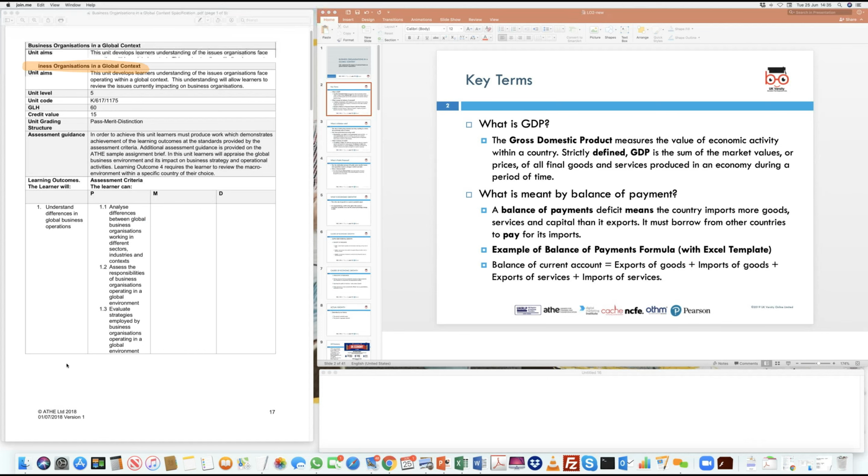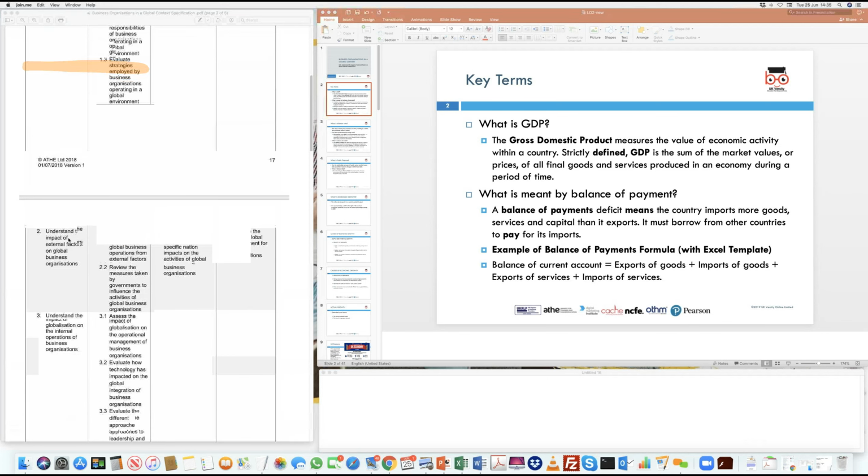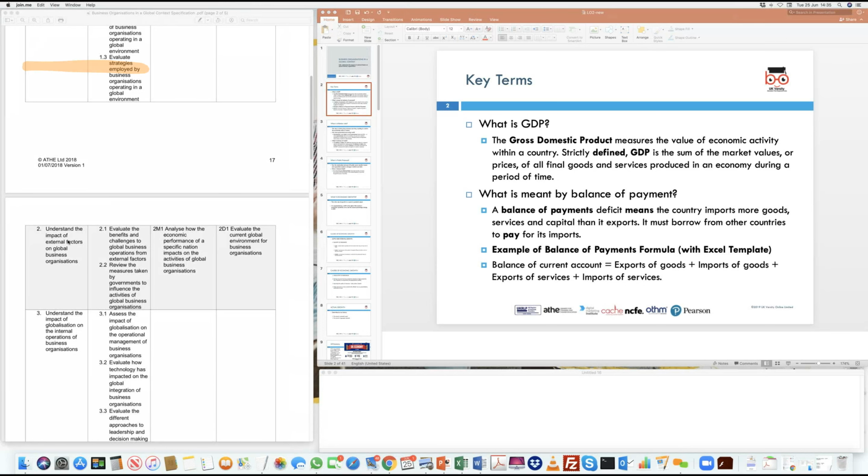In the second learning outcome, we're going to be looking at understanding how these businesses, when they function in different countries or geographies, get affected by the external environment and how they deal with globalization. So when you look at level 4 and 5, when we are studying these units, we have studied something called business environment.